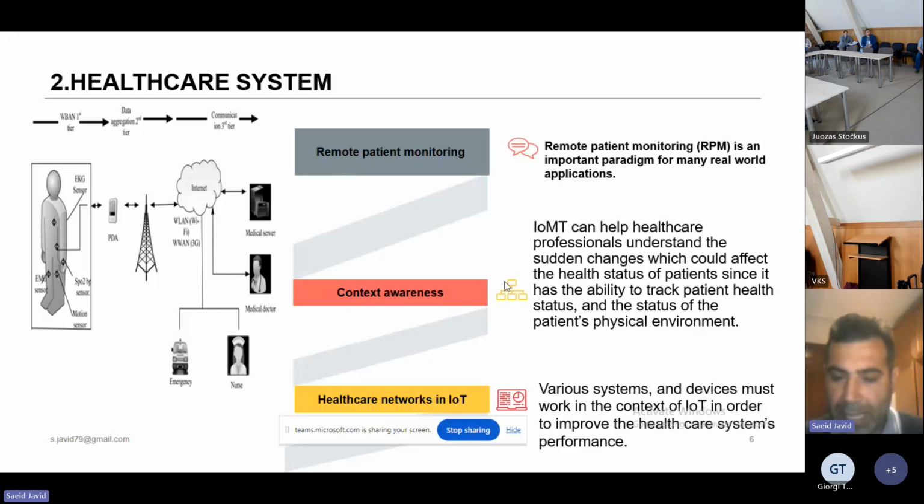IoMT applications aid in locating the patient during a medical emergency and provide the type of medical intervention that can be performed to deal with the crisis.